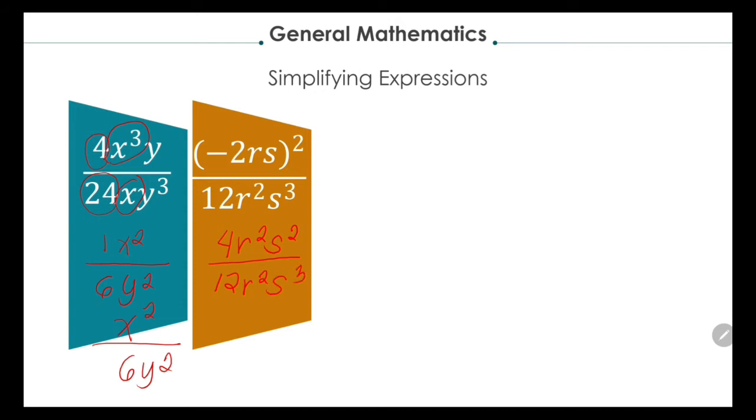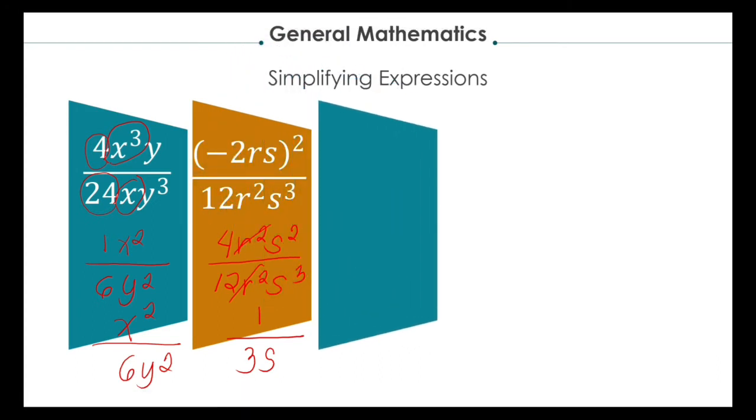And then, katulad nung ginawa natin sa first example, isimplify muna natin yung mga numerical values. So, 4 and 12 are both divisible by 4. So, we will have 1 all over 3. And then, simplify the variables. So r squared is eliminated, so that is equal to 1. And then, s squared all over s cubed, we will have 1 all over s. So, the final answer is 1 all over 3s. So, next example, we have 10x squared y all over 15x raised to 5y squared.